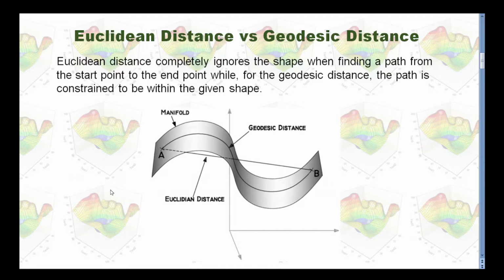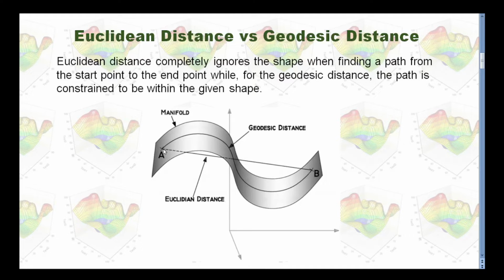First, let me clarify two concepts: Euclidean distance and geodesic distance. Think about this manifold. There are two points, point A and point B. So, how can we reach point B from point A? One choice is we just draw a straight line from A to B. And this distance, we call Euclidean distance.